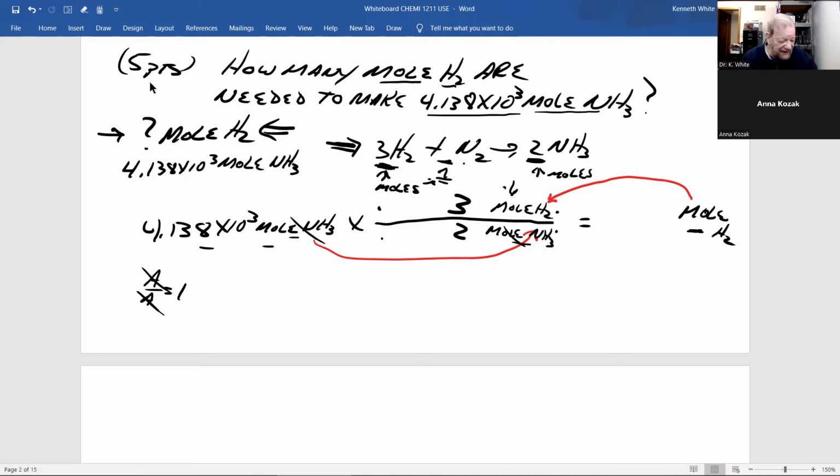So now I can pick up my calculator and turn it on, clear it, 4.138. And then for this calculator, second key, double E, and I have 3, 10 to the third times 3 divided by 2. And my calculator gives me this answer.